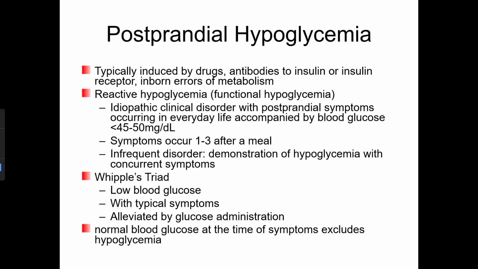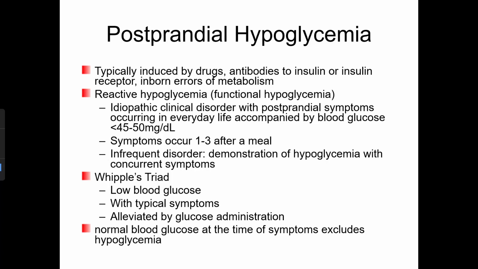Reactive hypoglycemia or functional hypoglycemia. Idiopathic means that we don't know what causes it. So it is an idiopathic clinical disorder with postprandial symptoms occurring in everyday life accompanied by blood glucose less than 45 to 50 mg per deciliter. Postprandial refers to after a meal. So symptoms would occur 1 to 3 hours after a meal. It is an infrequent disorder and demonstration of hypoglycemia with concurrent symptoms.